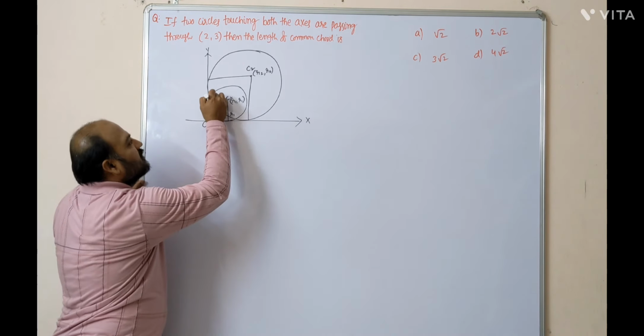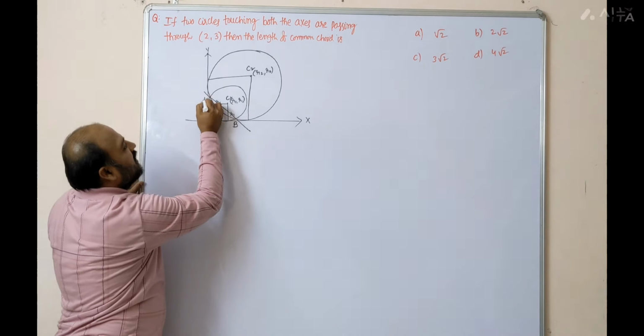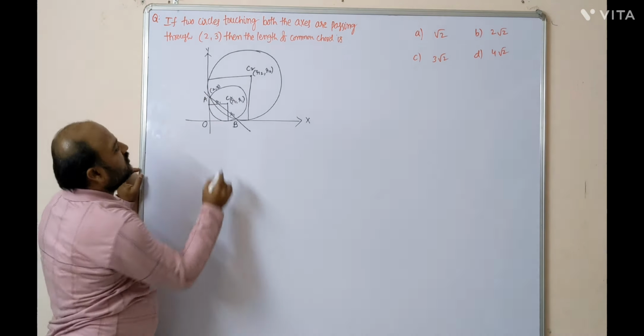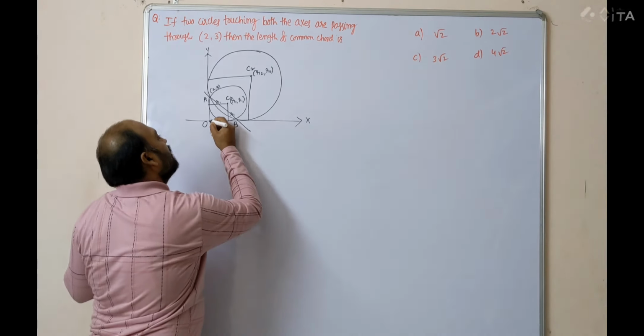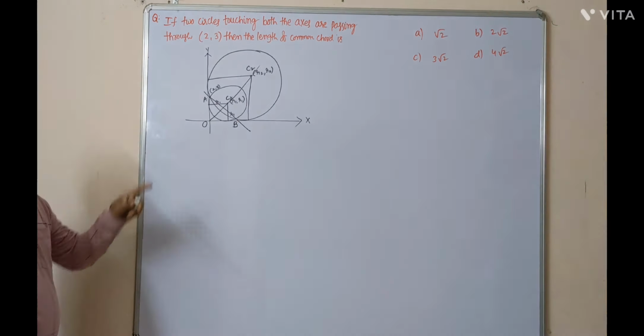So I am passing through this point only. These two are intersecting here. This is B, this is A. A point we have is 2 comma 3. After that, join these two like this also. Sir, what is the advantage of drawing like this? Separately I am drawing for understanding purposes, dear students.